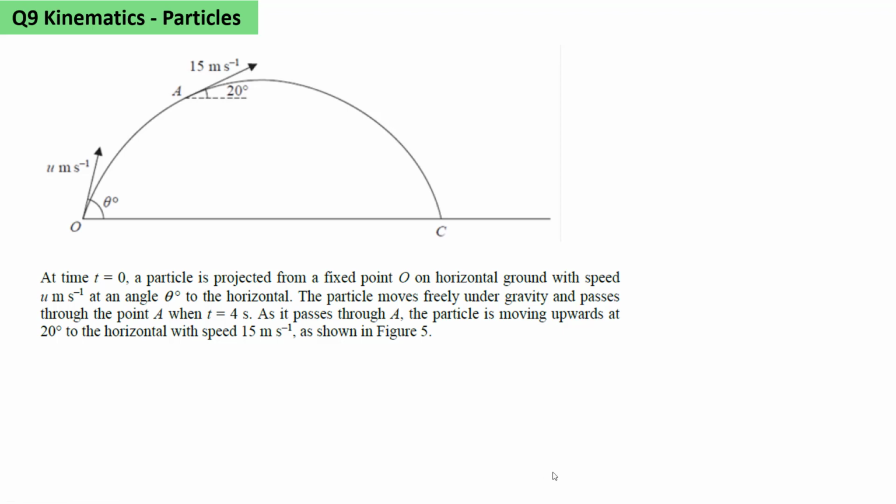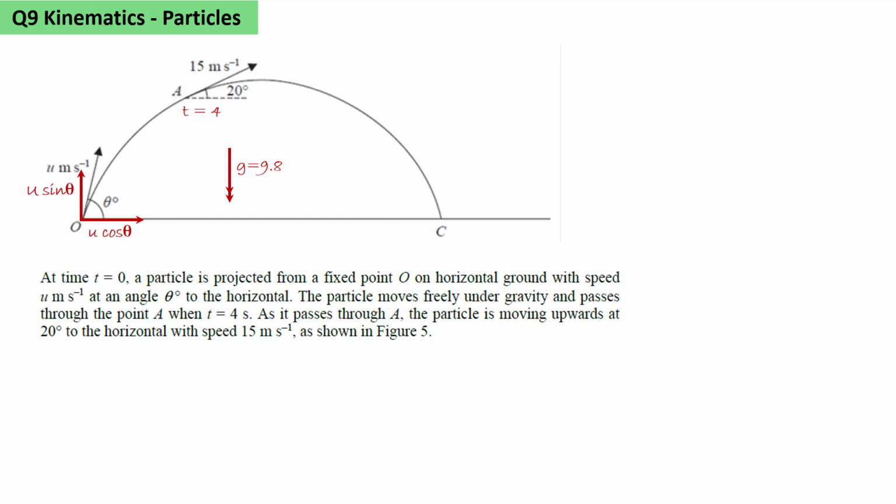Kinematics question 9, a projectiles problem. At time t equals 0, a particle is projected from a fixed point O on the ground with speed u at an angle of theta degrees to the horizontal. So the horizontal velocity will be u cos theta, the vertical velocity will be u sin theta. It moves freely under gravity and passes through the point A when t equals 4.